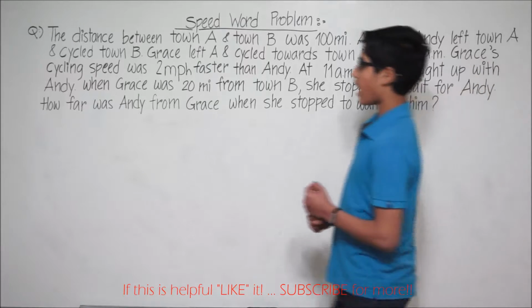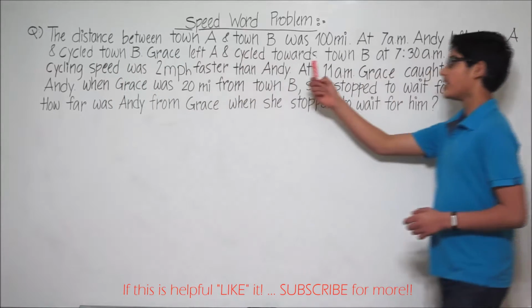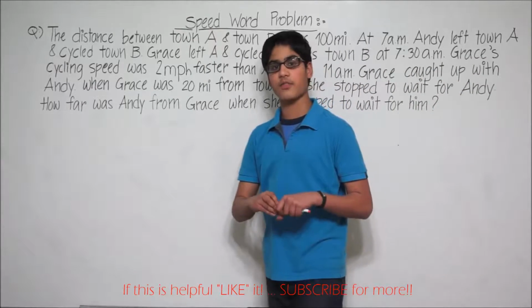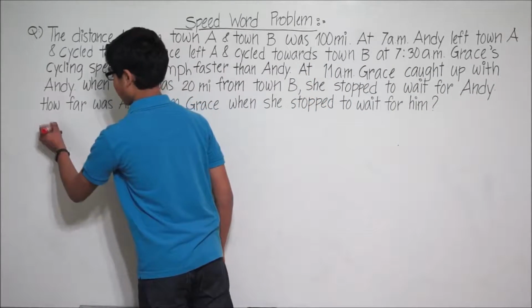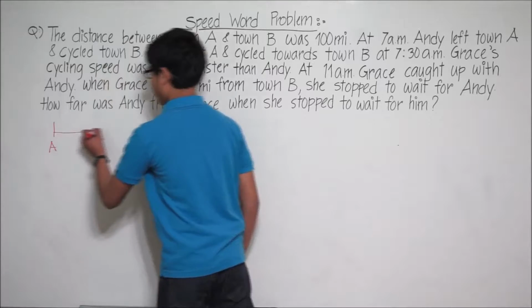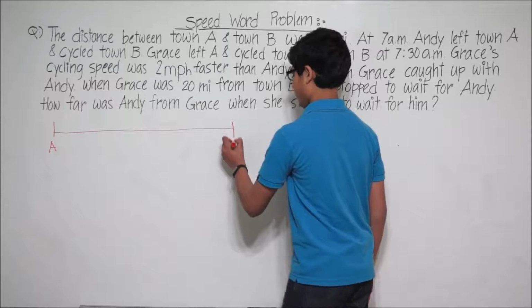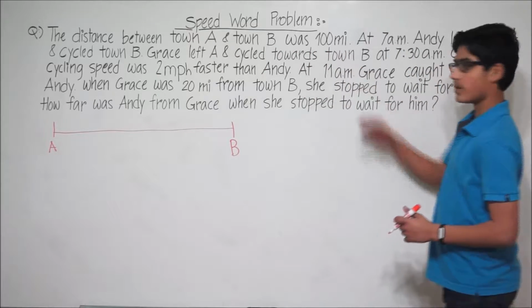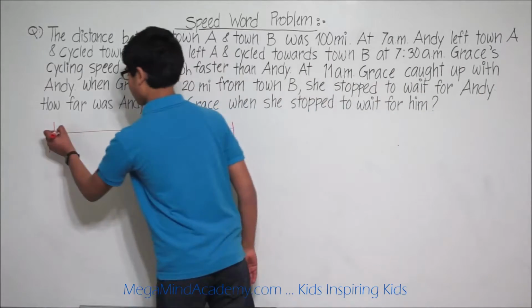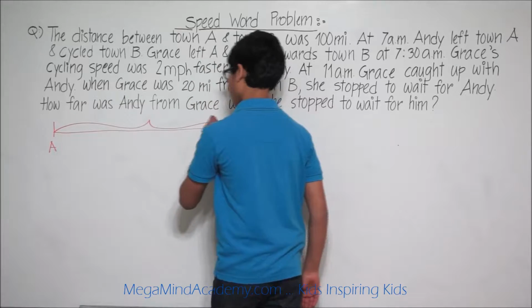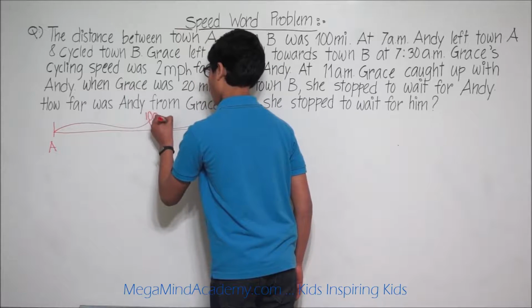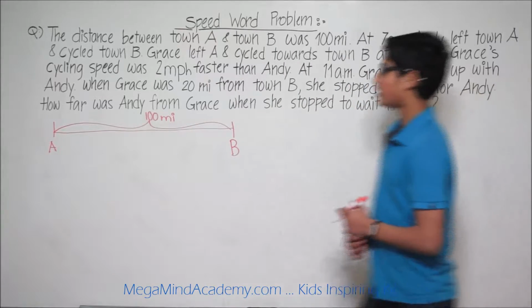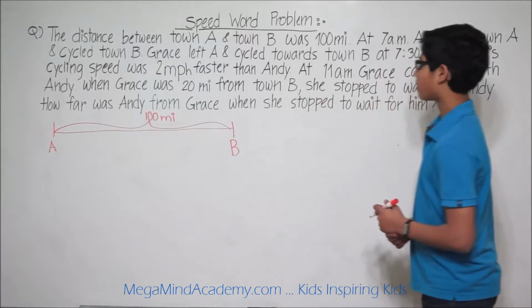Now, the problem states that the distance between town A and town B was 100 miles. So, let's draw this road from town A to town B. Let's say this is where town A is, and we're driving towards town B. This is town B. Now we know that the distance between town A and town B was 100 miles.